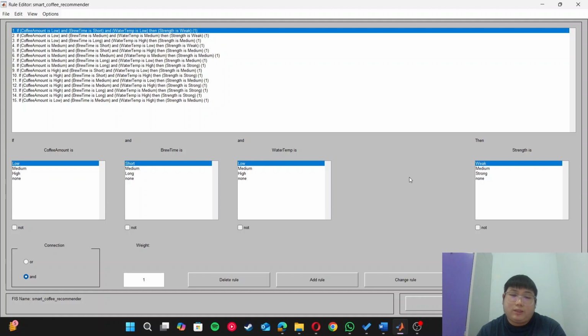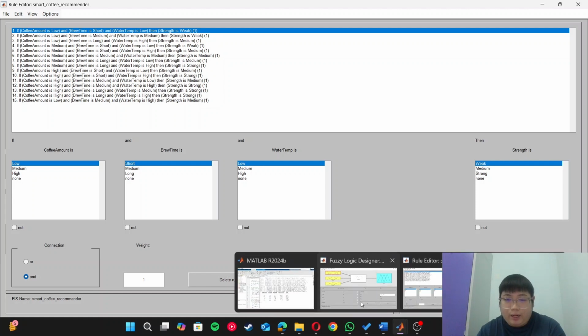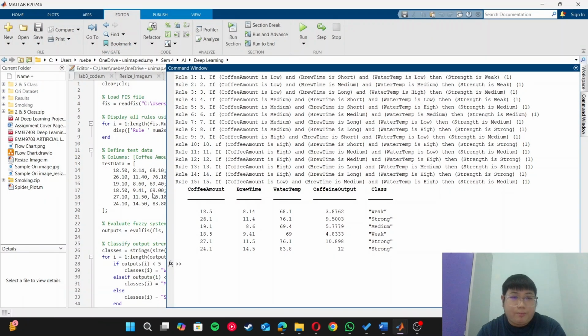I then used six test sets to simulate different coffee making scenarios, and the system returned a fuzzy output that we can categorize as weak, medium, or strong. I ran these test sets using MATLAB. So this will be my MATLAB code.